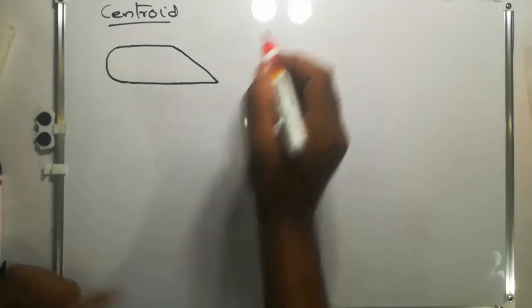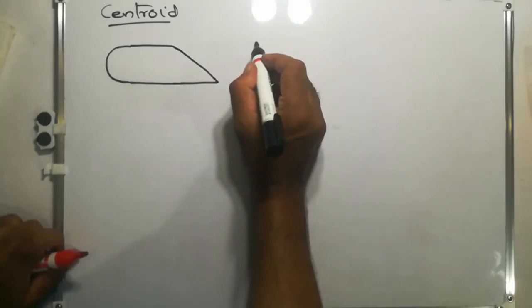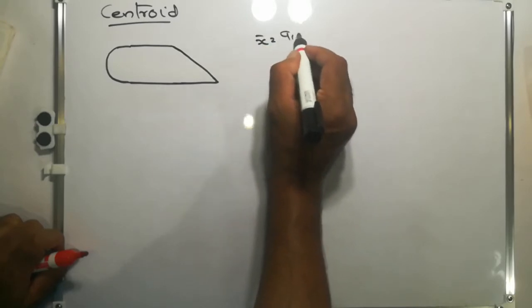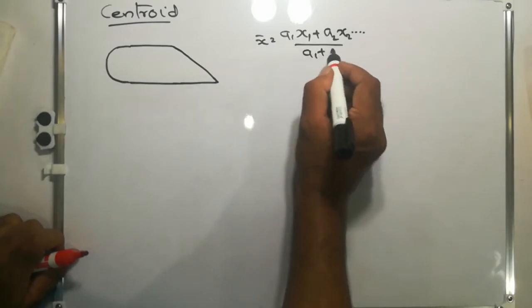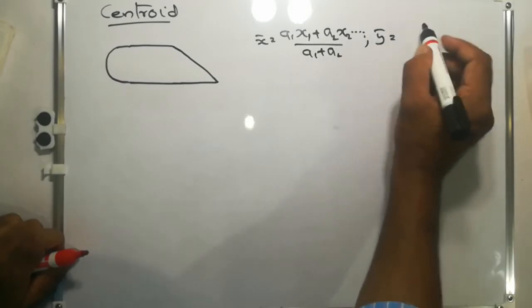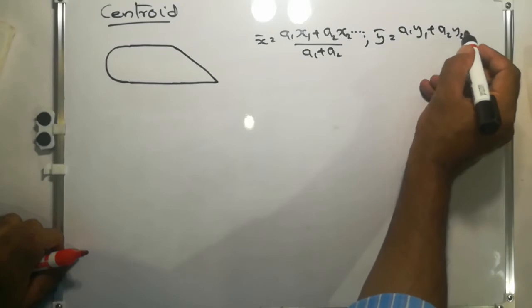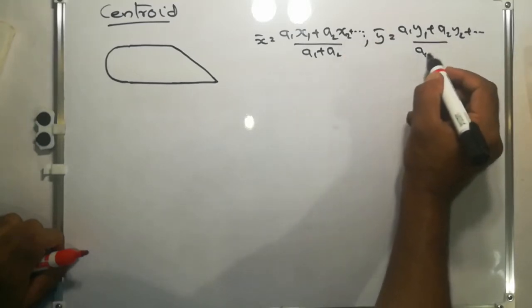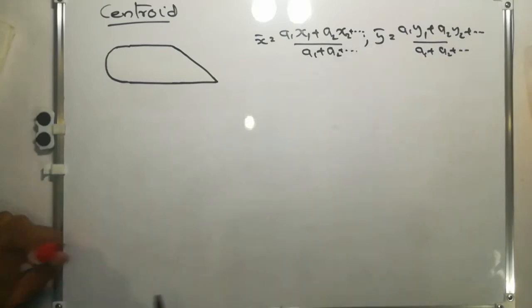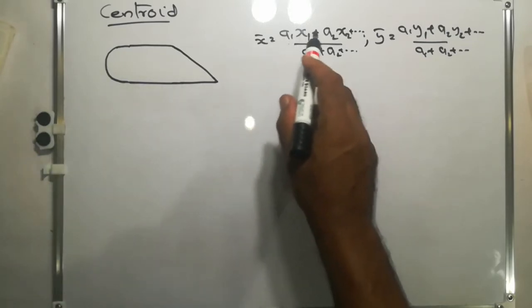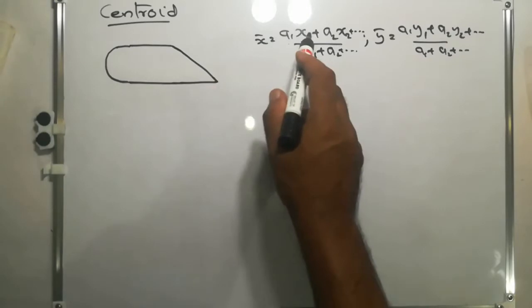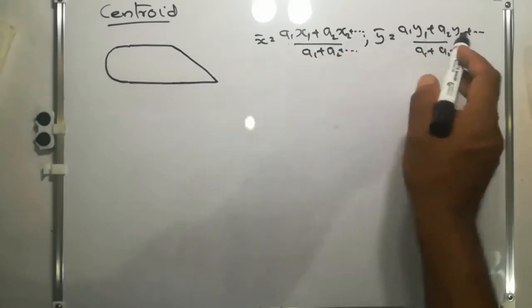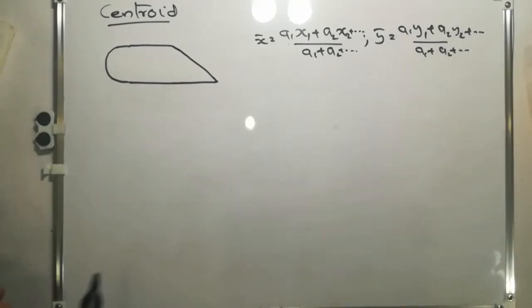x bar equal to a1 x1 plus a2 x2 etc. divided by a1 plus a2, and y bar equal to a1 y1 plus a2 y2 plus etc. divided by a1 plus a2 plus etc. So for that we have to find out the area a1 of the first thing, second one, third one, etc., and the distance of that particular area from the centroidal axis in the horizontal direction x1, then x2, x3 etc., and similarly y1, y2, y3 etc. Then you can easily calculate this.